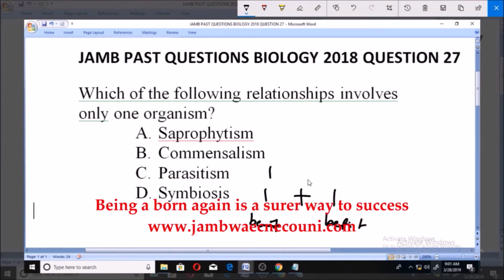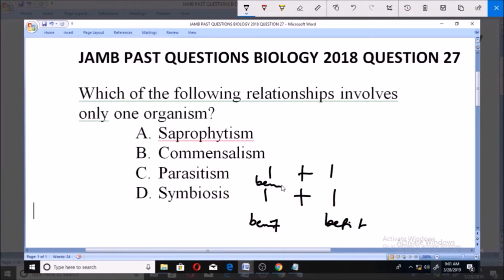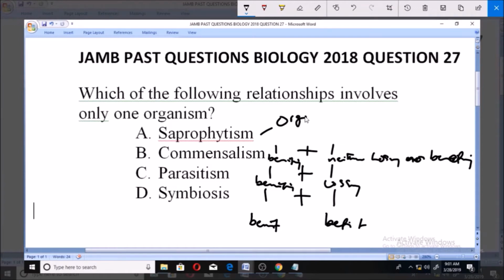In a parasitism, you have an organism in a relationship with another organism. One will be benefiting, whereas one is losing. In commensalism, we also have two organisms in a relationship. One is benefiting, then the other one is neither losing nor benefiting. Whereas in saprophytism, you have organisms that feed on dead and decaying things. So this one you're having only one organism involved. This one is normally two, this one is two, this one is two. But in symbiosis, the two organisms are benefiting. In parasitism, one is benefiting, one is losing. In commensalism, one is benefiting, one is neither losing nor benefiting.